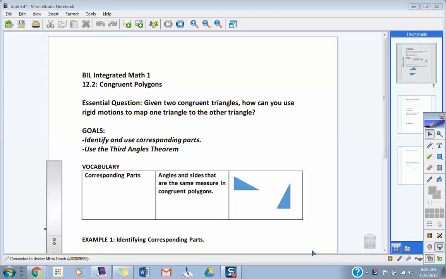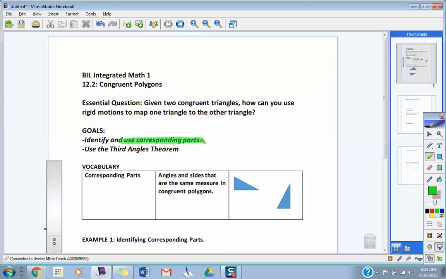And the way we're going to be able to answer this question is to figure out how you identify and use corresponding parts. This is the big idea today. This is the big idea. How do you use corresponding parts? So you might want to underline that right there. Big time important today.